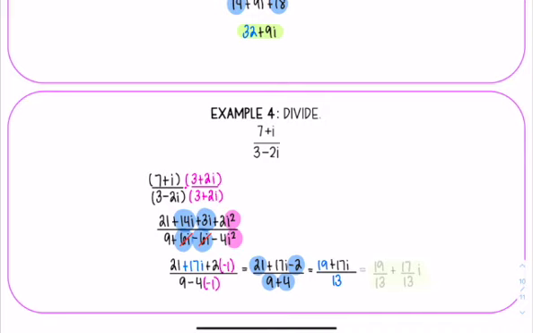And so a lot of times we split this up so that the real part is by itself and the imaginary part is by itself. And so in order to do that, we're just going to write 19 over 13, and then plus 17 over 13i.